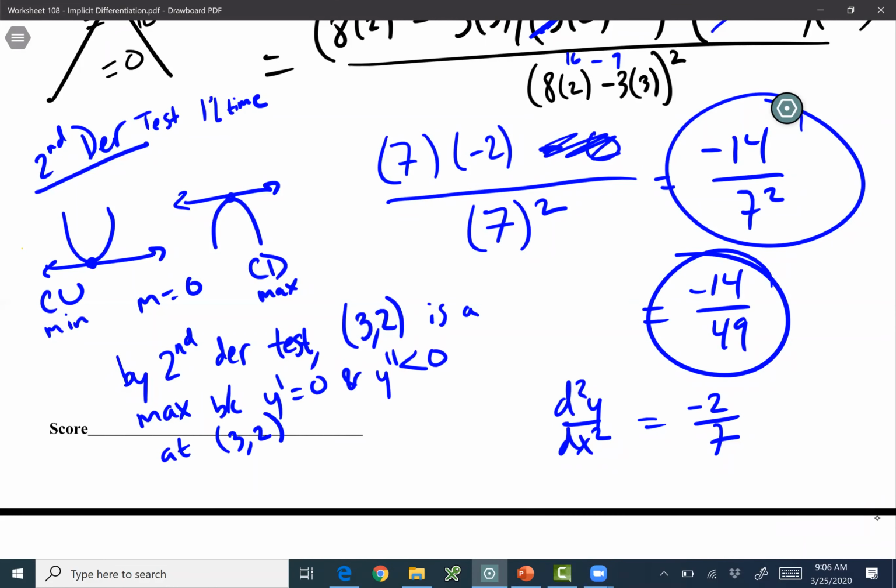The only time I've ever seen the second derivative test appear is on multiple choice, which we don't have to worry about, and on implicit questions. So that's really the only time I've ever seen it. You don't have to do it, but if we forgot about the second derivative test, the alternative is a little bit longer. So let's say we totally forgot about this rule.